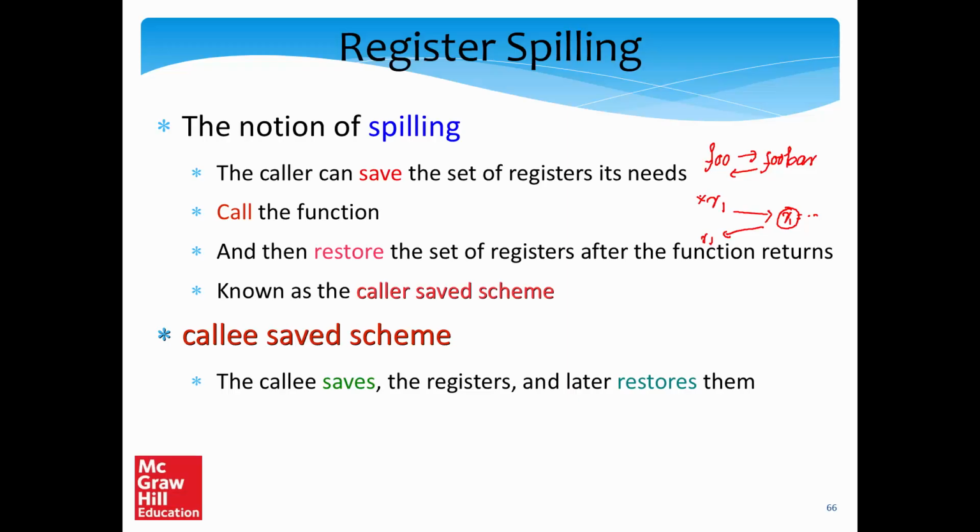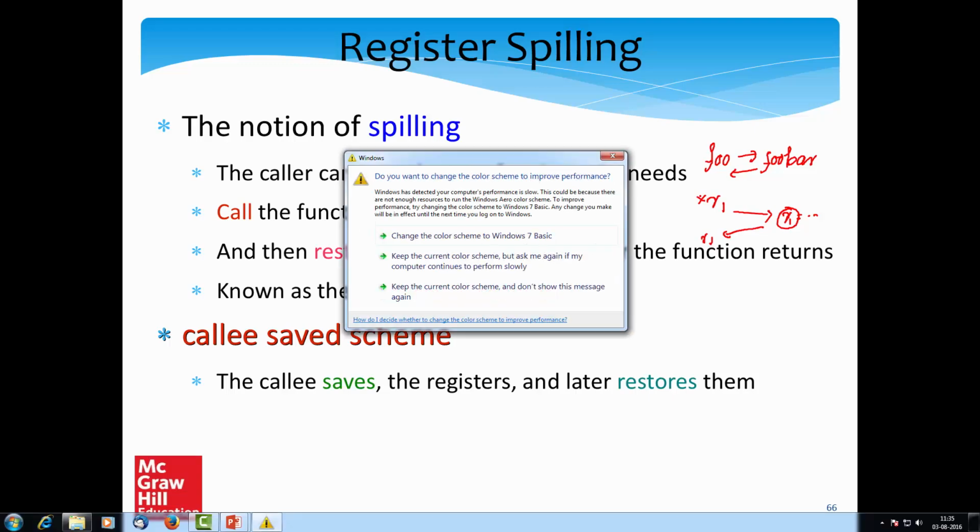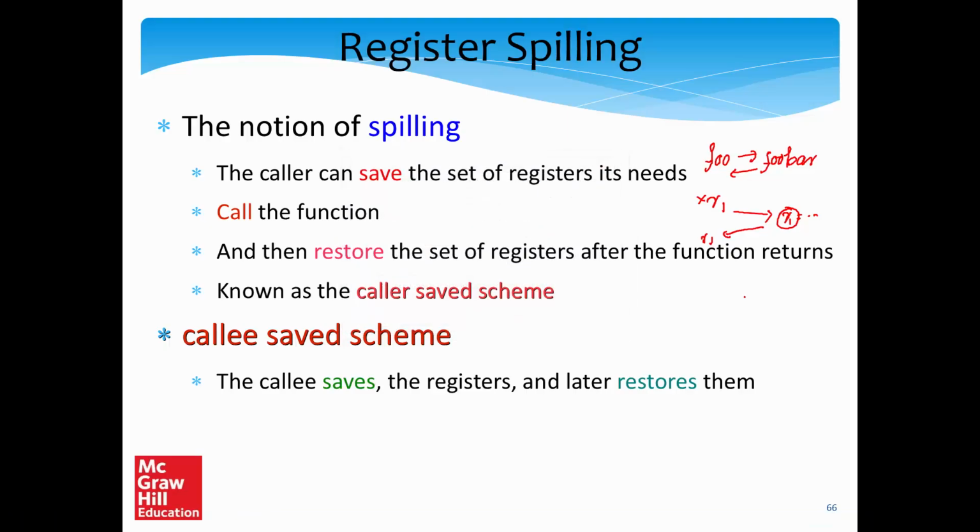So for that, what we can do is we can use a technique called register spilling. The notion of spilling is like this, that the caller can save the set of registers that it needs to use. Then it can call the function, and subsequently restore the set of registers after the function returns. So this is known as the caller saved scheme.